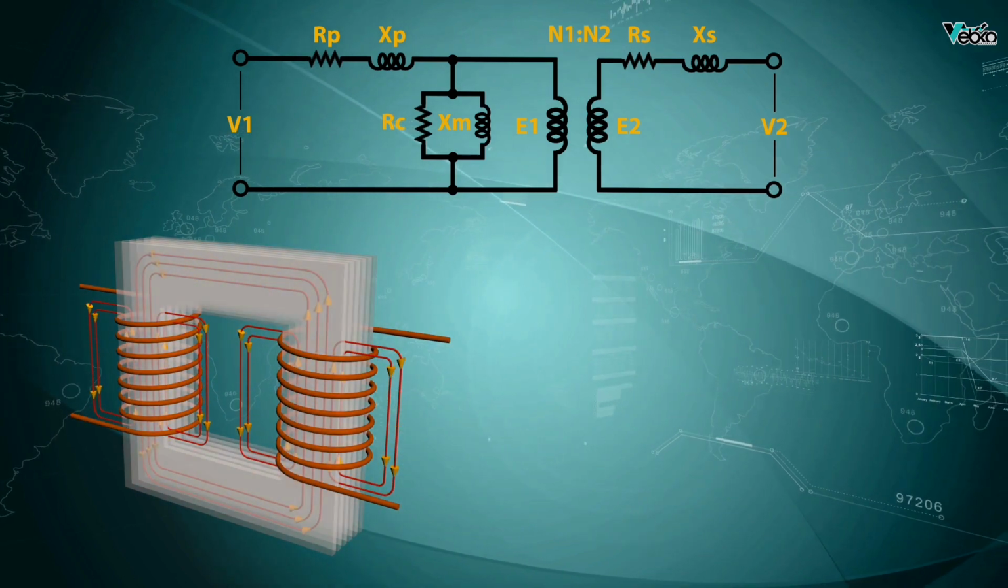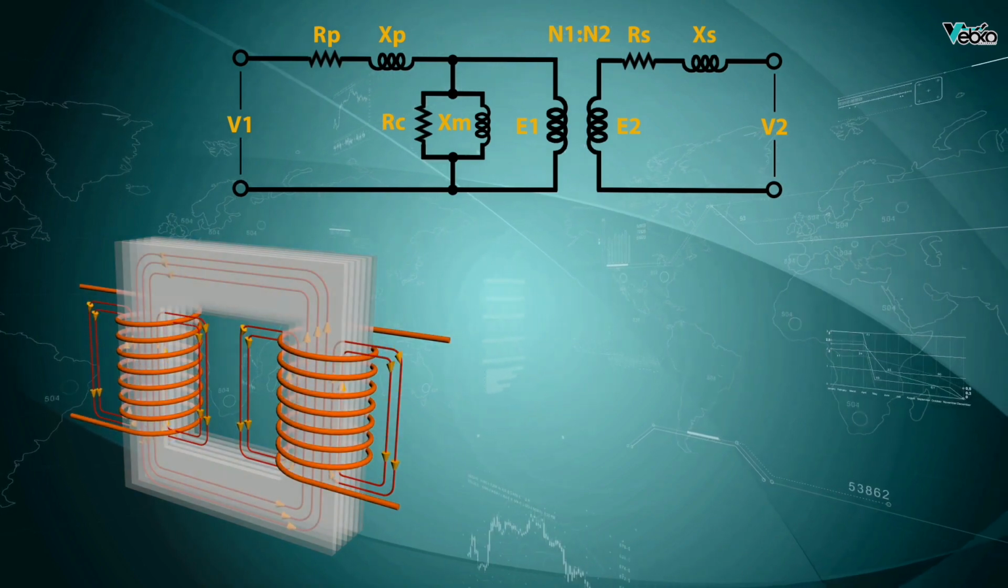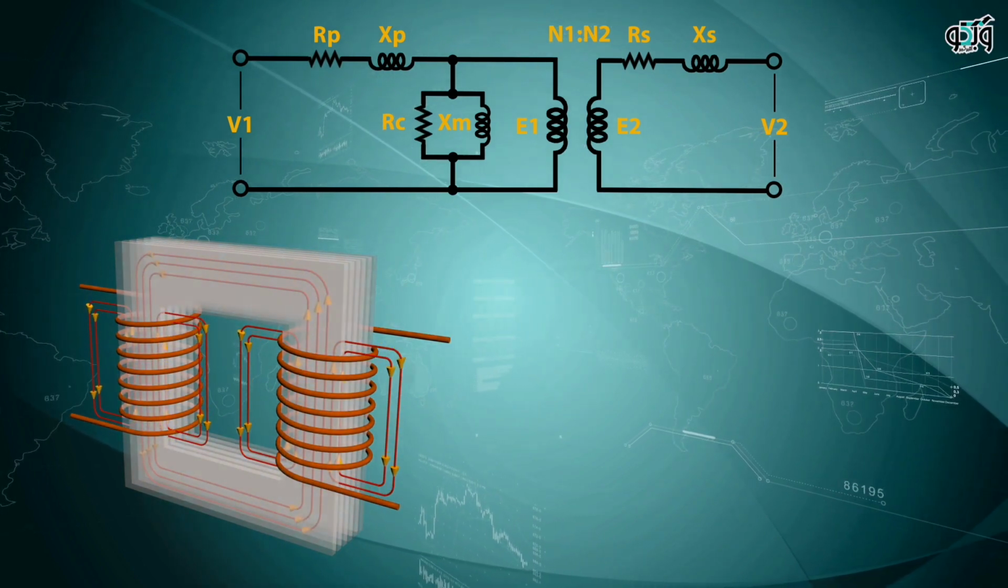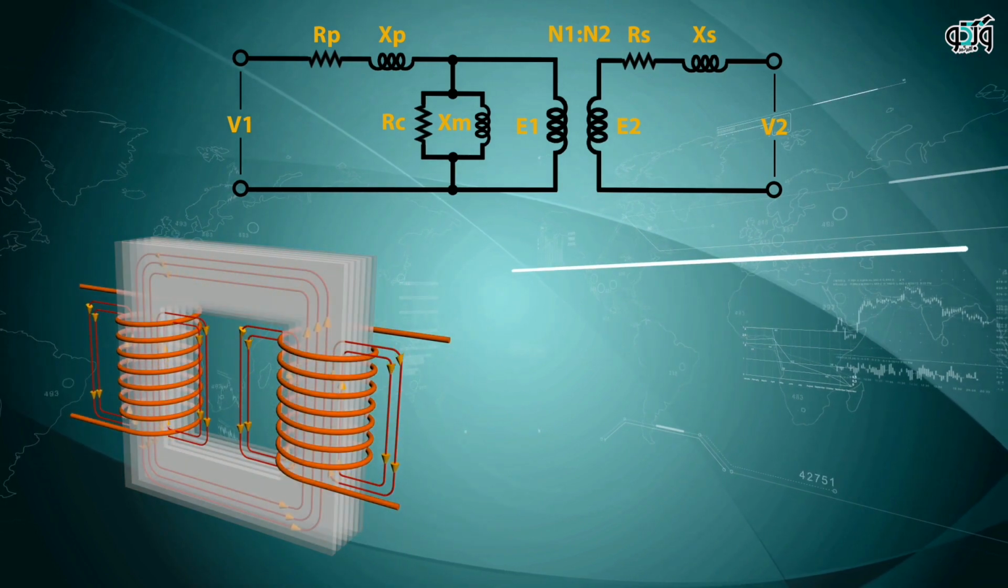The reason for parallelism of Rc is that the loss caused by it is in accordance with the square of the input voltage. Xm indicates magnetizing inductance of the wires wrapped around the core of the transformer.